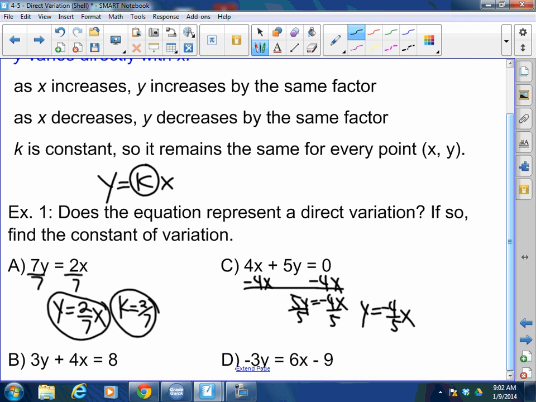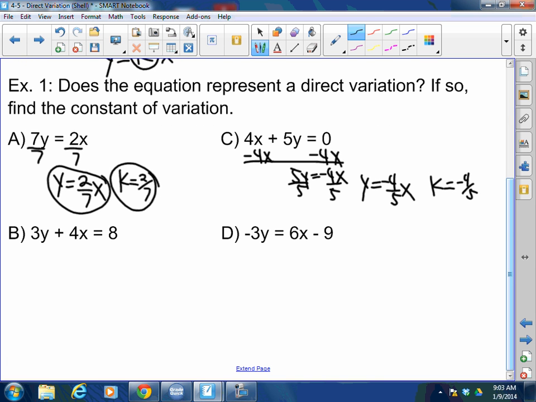Is that a direct variation? Yes, nothing is being added to or subtracted from the x or the y. What is my k, the constant of variation, here? Negative 4/5. Very good. So y will increase as x increases by a factor of negative 4/5.